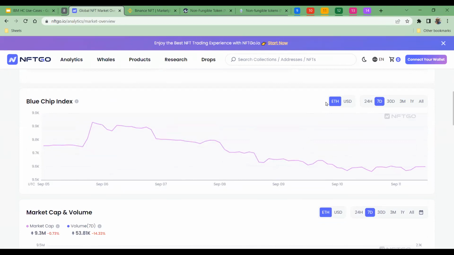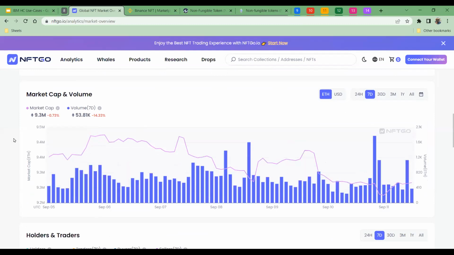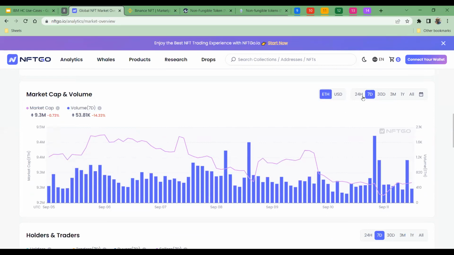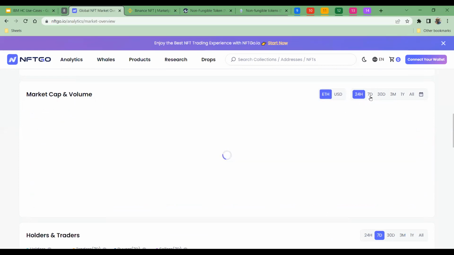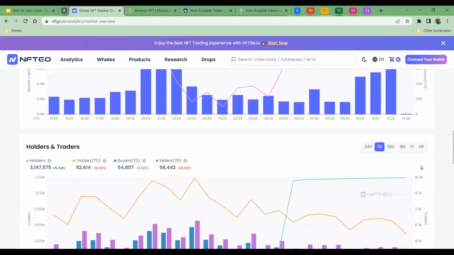In the same way they are giving. They also have this graphical structure that shows market capital in terms of Ethereum, and volume too, so you can get it for the last 24 hours, last 7 days, last 30 days. So they have created this NFT Go website.